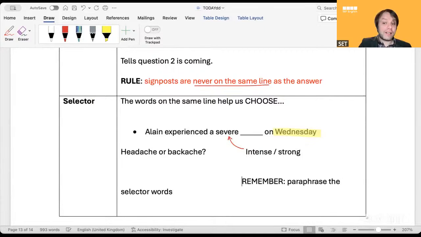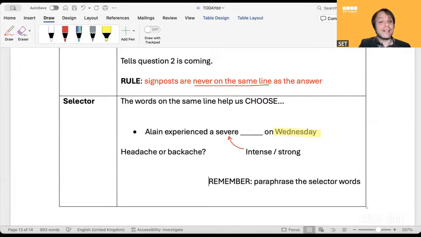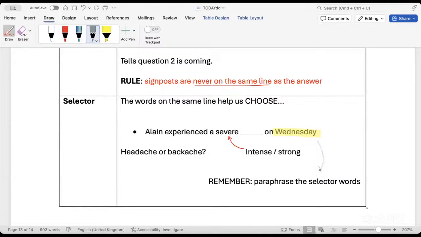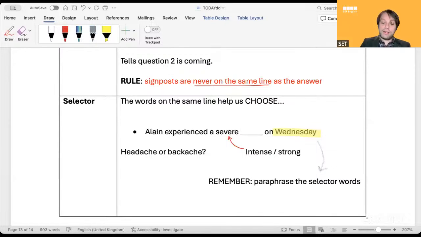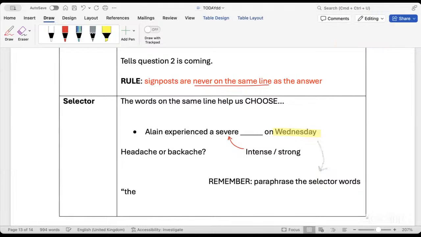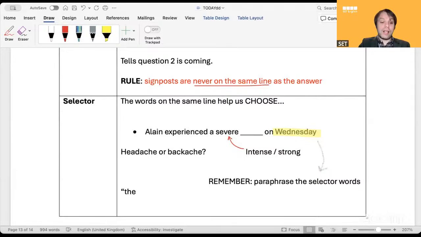Does this make sense, though, guys? Instead of saying Wednesday, what could they say instead? After Tuesday. The day after Tuesday. The middle of the week, yeah. So let's just say the day after Tuesday, right? So now tell me what the answer is.